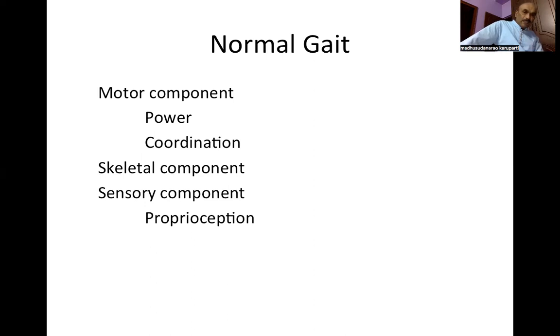And there is a sensory component which carries the proprioception from the periphery down to the center, taking the command related to the position of the body. Proprioception is nothing but the sense of awareness of the body in space. When you're walking, you're stepping forward, and the position of your limb is sensed by the higher centers. Thereby, the command is sent down to the lower motor neurons in order to carry out the normal gait.